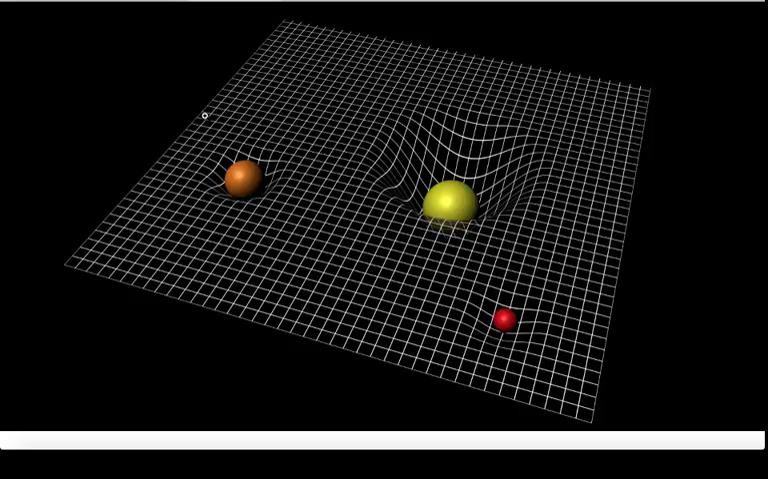But if we have a bowling ball on it, it's going to warp this space-time an awful lot. If we have just a little marble on it, it's going to warp the space-time considerably less. So the more massive the object, the more warping that occurs.